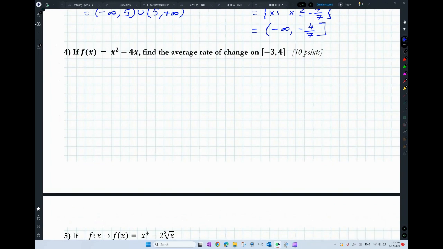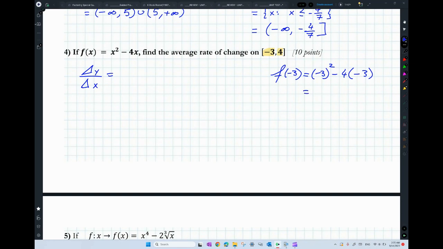The average rate of change, question number 4. It's the difference of the y's over the difference of the x's. So to calculate this, the first thing you're going to do is to calculate f of negative 3 and f of 4. So f of negative 3 is negative 3 squared minus 4 times negative 3.